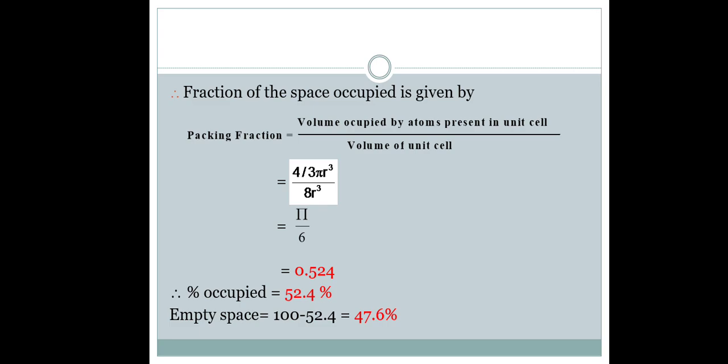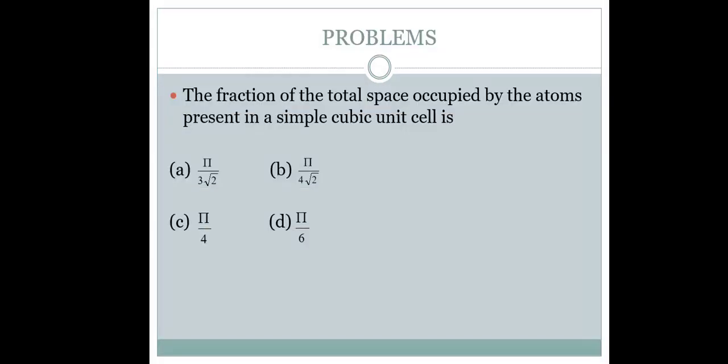This type of small question is very common in your entrance examinations. These are very direct, fact-based questions, but if you don't remember it, it takes a lot of time to solve, because you need to derive everything and then get to the results. So remembering this will be very important from your exam point of view. Let us see some problems so that you understand what type of problem comes. The fraction of the total space occupied by the atoms present in a simple cubic unit cell is, that's what I was talking about. They gave you such values. If you remember those values, it will be very easy for you.